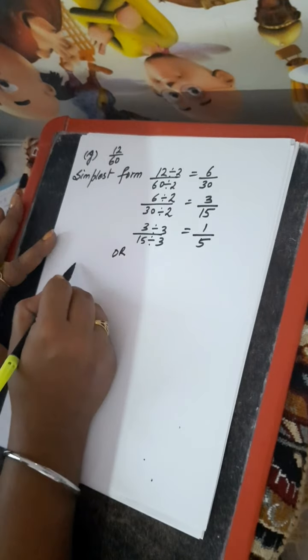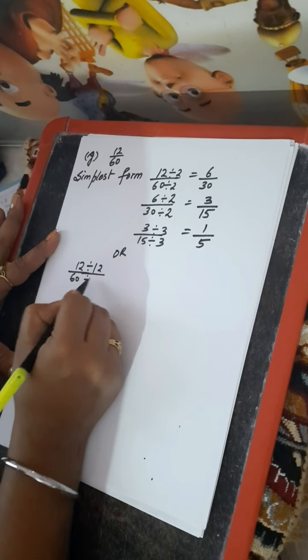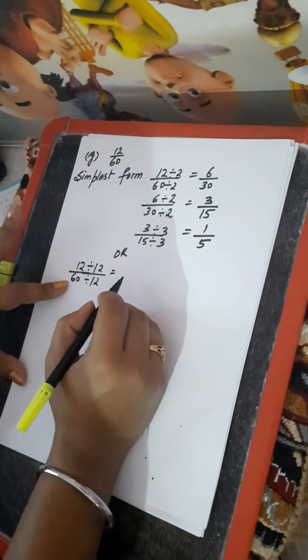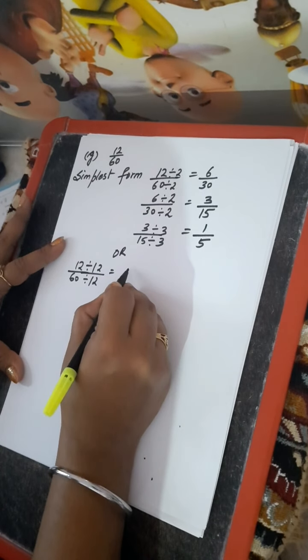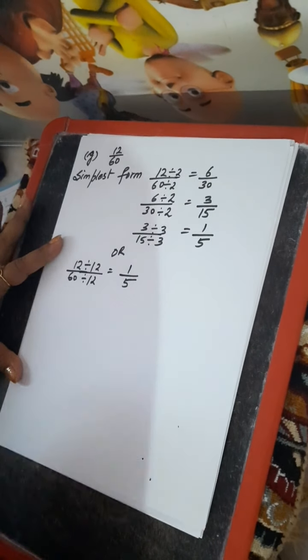You can also divide both the numbers by 12, as I know that 60 is a multiple of 12. So 12 divided by 12, 1. 60 divided by 12, that is 5.